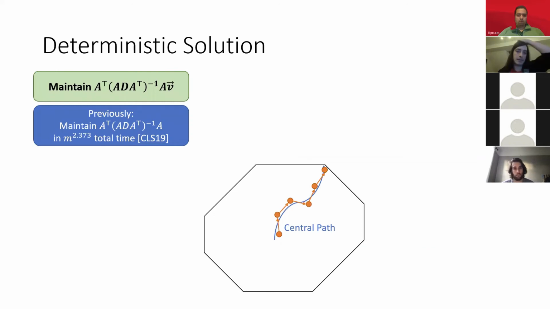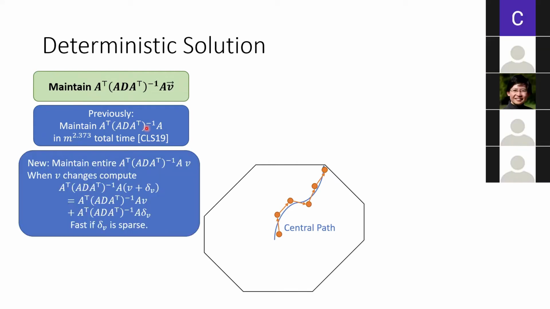So, as I said, the task is to maintain this expression here. And there already exists an algorithm that over the entire runtime of this linear program solver, it's able to maintain this matrix in m to the 2.373 total time. The old barrier was just, well, how do you multiply the vector efficiently with this matrix?